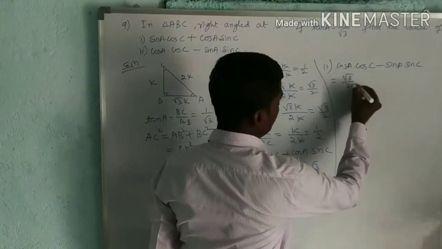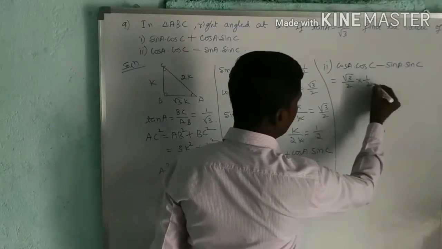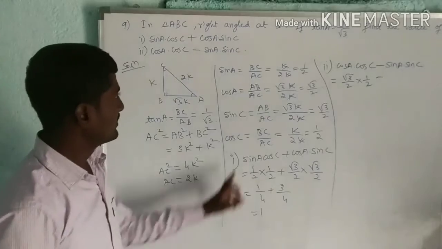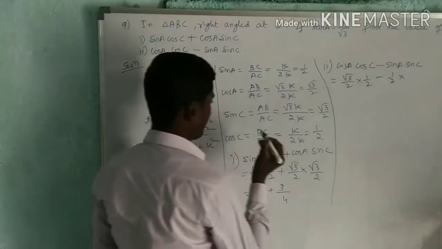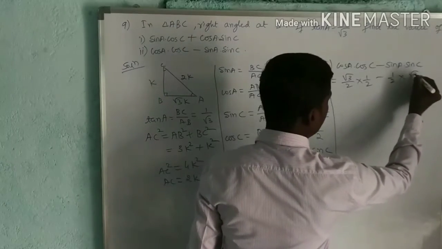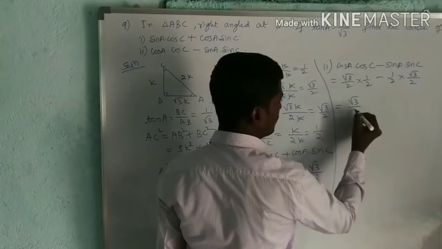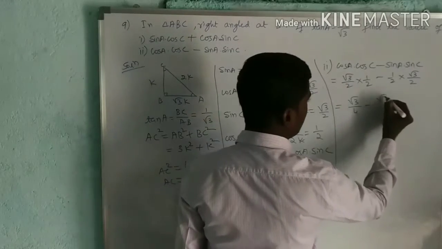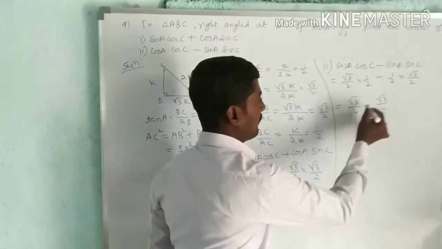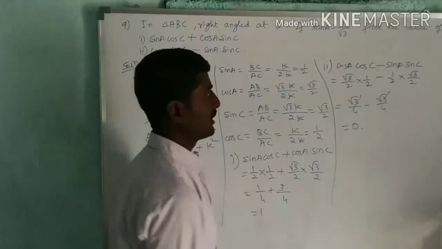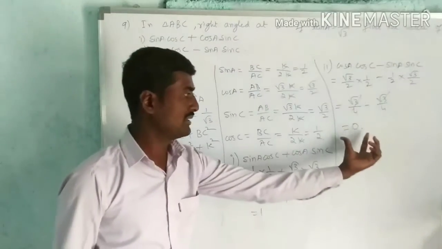Root 3 divided by 2 into cos C value. Cos C value is 1 divided by 2 minus sin A. So sin A here is 1 by 2 into sin C. Sin C value is root 3 divided by 2. Now this is equal to (root 3 divided by 2) to the 4 minus (root 3 divided by 2) to the 4. Plus root 3 by 4 minus root 3 by 4 get cancelled. Now I am getting the value as 0. So the first one value is 1 and second one value is 0.